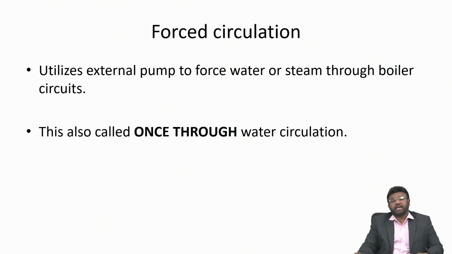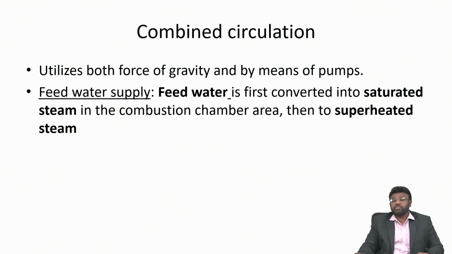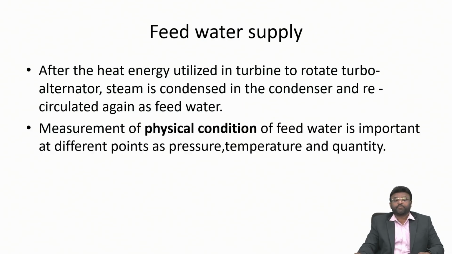Forced circulation is one category of circulation where it utilizes external pumps in order to forcefully send the water or the steam through the boiler circuits. It is sometimes called once-through water circulation. So once-through water circulation is nothing but forced circulation. Another one is combined circulation. This combined circulation utilizes gravity force together with pumps. As indicated here, the feed water is first converted into saturated steam in the combustion chamber area and then into superheated steam.